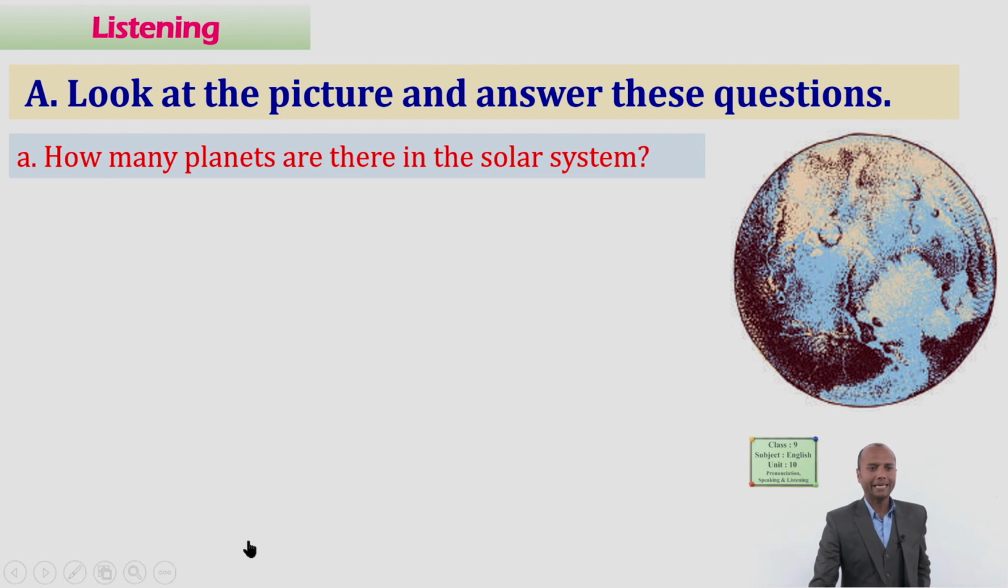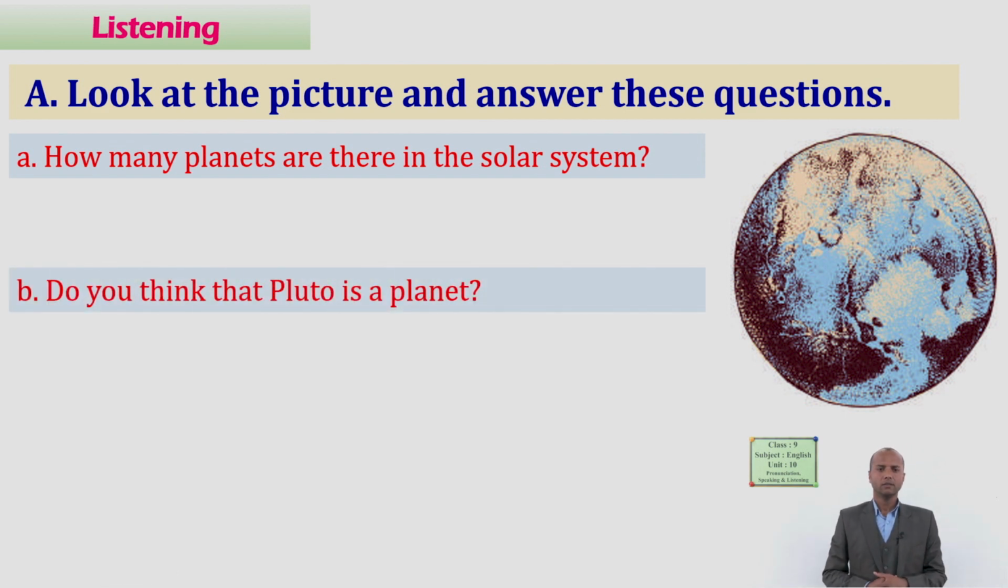Okay, so let's begin. You can see a picture there, activity number A. Look at the picture and answer these questions. What do you see? Very good. It is one of the, let's say, celestial bodies or members of our solar system as well. The first question: how many planets are there in the solar system? Please think about its answer. The next question is, do you think that Pluto is a planet? What do you think? Please think about answers to these questions.